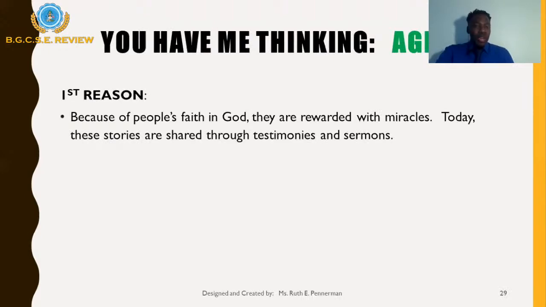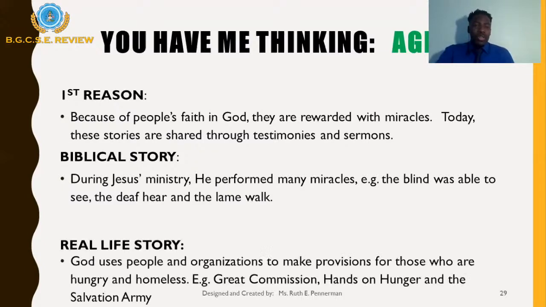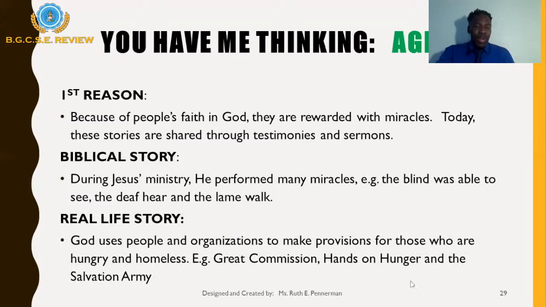So for those who may agree, the first reason is because of people's faith in God, they are rewarded with miracles. Today, these stories are shared through testimonies and sermons. The biblical story: during Jesus's ministry, he performed many miracles. The blind were able to see again, the deaf were able to hear again, and the lame were able to walk. And of course, now we have our real life story.